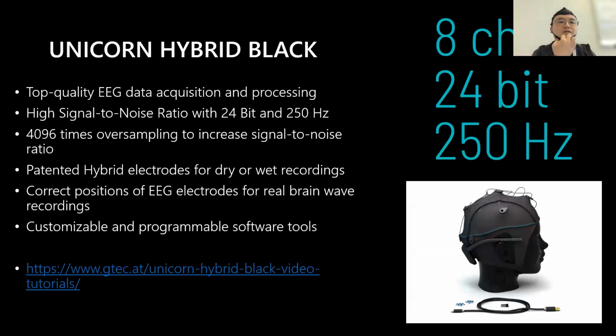A rough idea is that the Unicorn Hybrid Black is running at 250 Hz with 4,096 times oversampling. And we're using patented hybrid electrodes, meaning that you can go with dry and gel electrodes. We already provide you a cap with the correct positioning at the beginning, so you just have to assemble the electrodes correctly, put on the cap, and directly start the recording. We have also provided you a customizable, programmable software toolkit we call the Unicorn Suite.